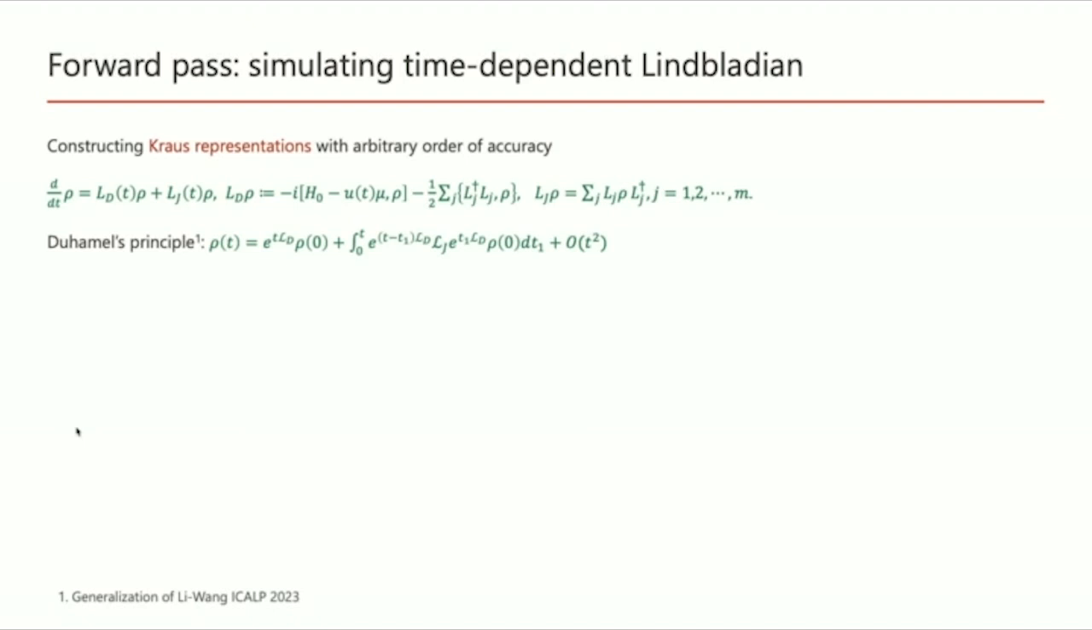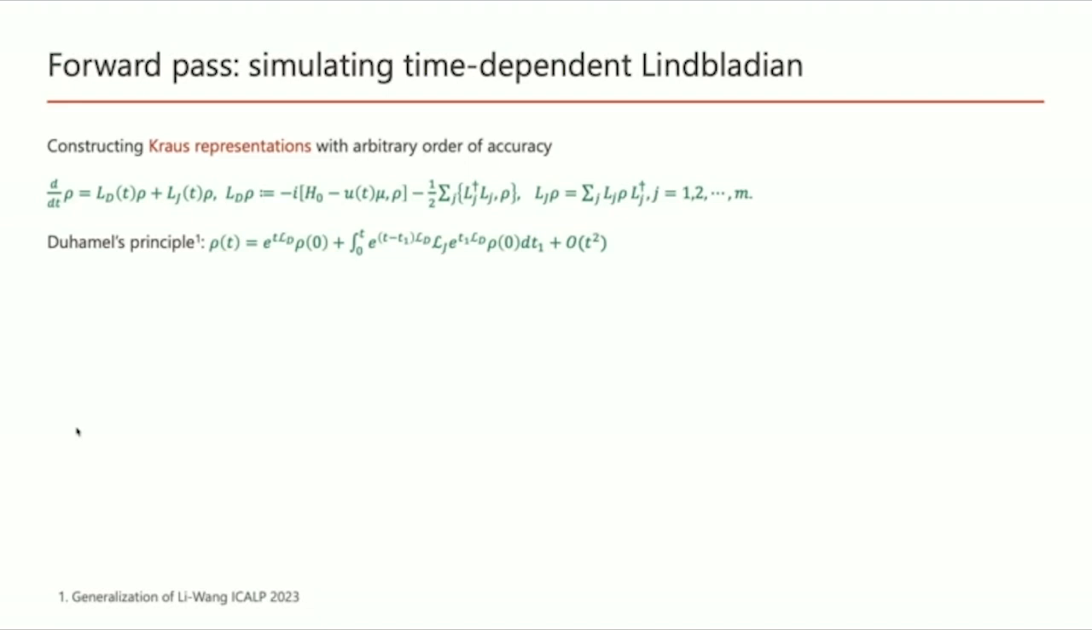You use the first term as the main driving term, and then you write down this integral form of the solution. And then in the integral form, you can apply the Duhamel's formula again and just replace this rho of t by this term here. And so that'll leave you with an error that scales like t squared.